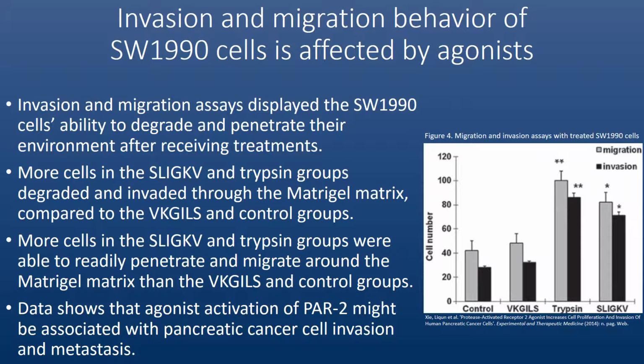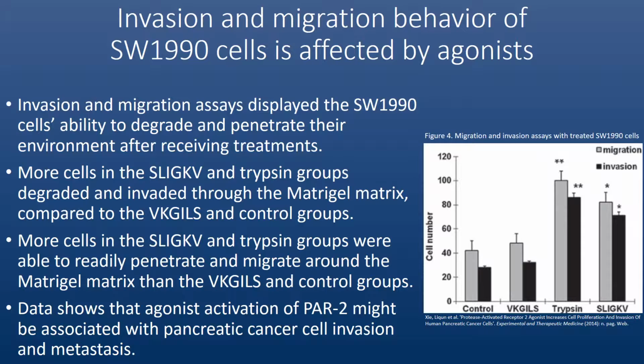The results of these assays are seen in Figure 4, where migration is shown as the gray bars and invasion as the black bars. The number of cells that accomplish these activities in the matrigel matrix layers are accounted for on the y-axis, and how the different treatments affected the number of able cells is attributed on the x-axis.